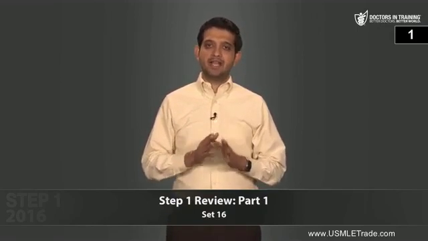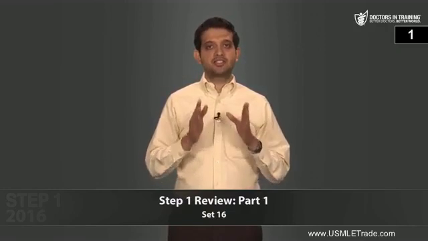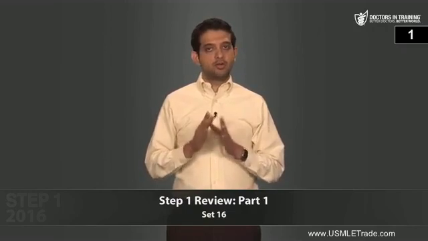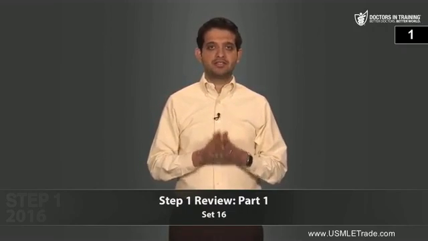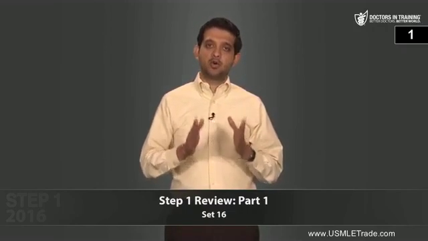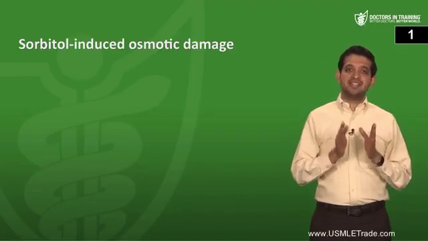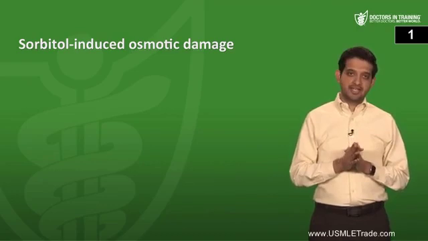There are two basic mechanisms by which diabetes causes tissue damage. You can have glycosylation of blood vessels, where glucose is just tacked on to blood vessels in the kidneys, retina, and coronary arteries. The other mechanism is sorbitol-induced osmotic damage, which is what this question is getting at.